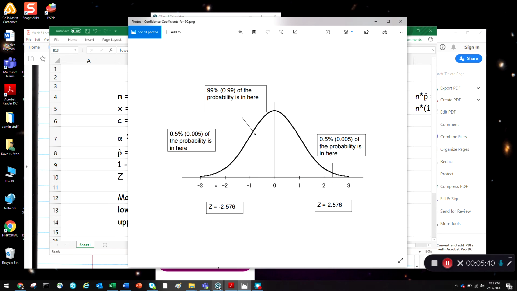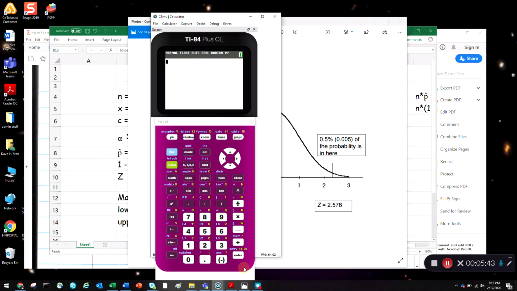If I wanted to do this on a calculator, so here's our TI-84 calculator. We hit Stat, and this is going to be a test. So we pan over to Tests, and we have to scroll down. On this calculator, it's A for the proportion test. See here? The one-proportion Z interval. So I'm going to choose that one.